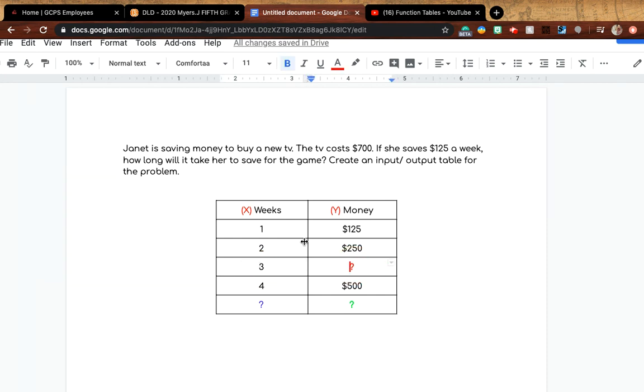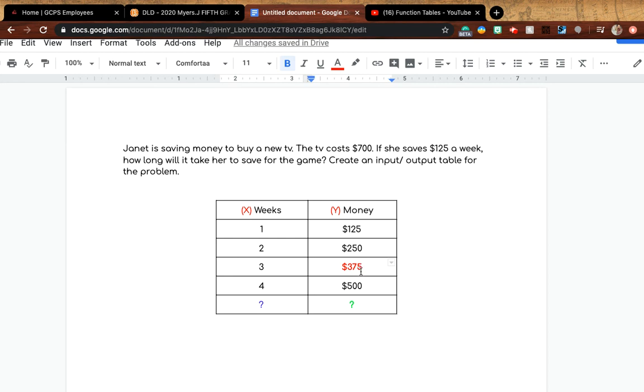So let's take a second. I've noticed a pattern here. If I'm looking at the y values, then it looks like each time it's just increasing by 125. And that makes sense because it follows the rules in my word problem. So this value right here needs to be 250 plus 125. So this value right here should be 375.